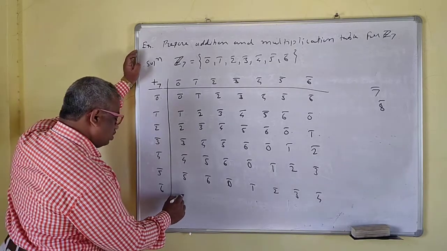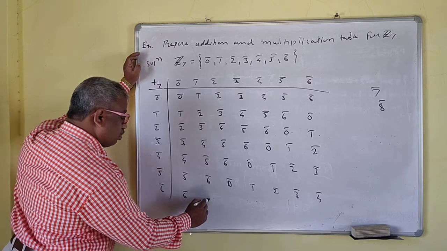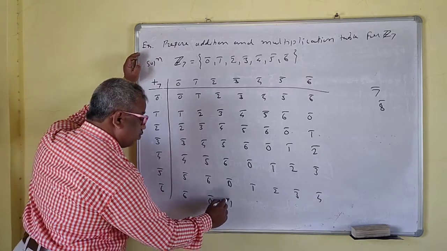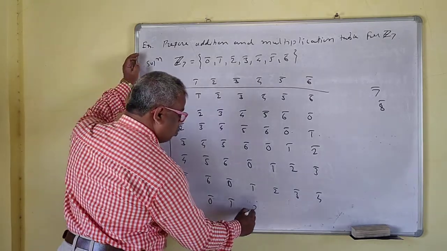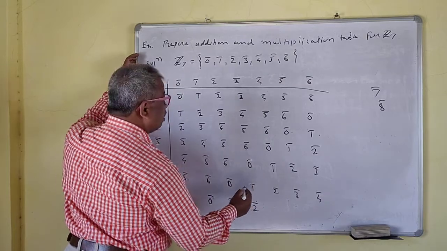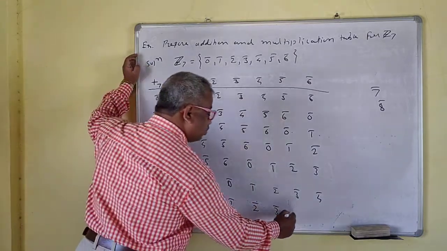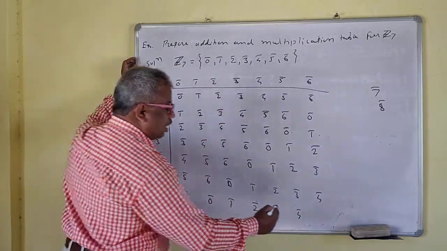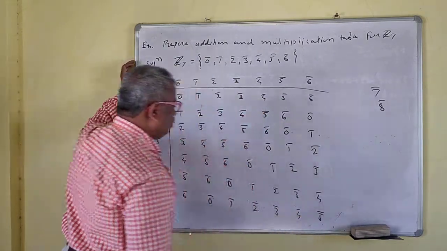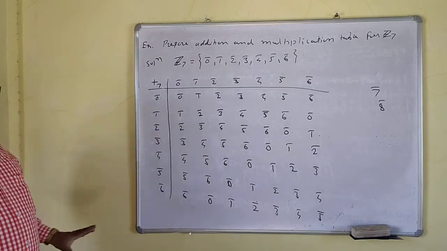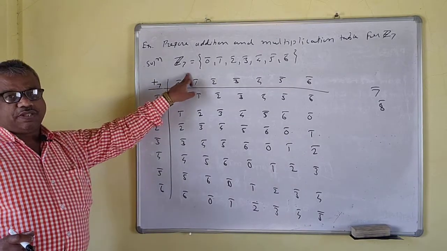So 6 bar plus 0 bar is 6 bar. 7 bar is 0 bar. 8 bar is 1 bar. 9 bar is 2 bar. Then 10 bar is 3 bar. Then 11 bar is 4 bar. Then 12 bar is the same as 5 bar. Okay. So in this way we can do the addition for modulo 7.